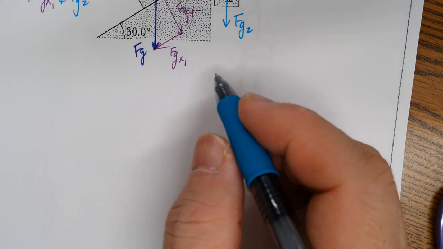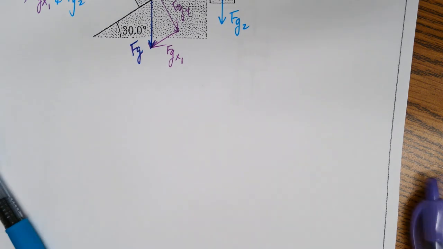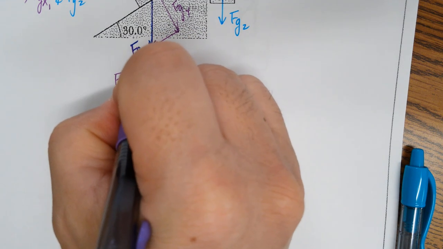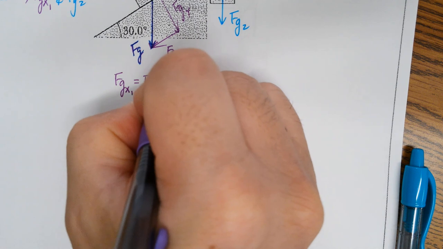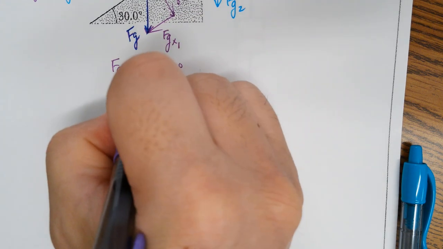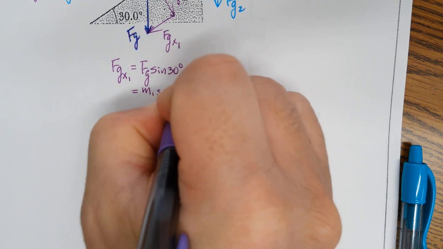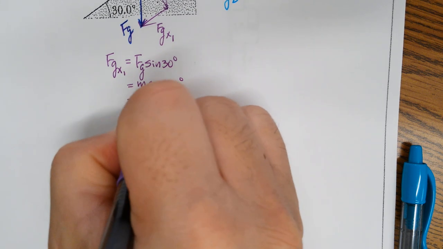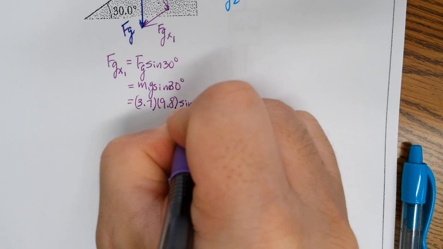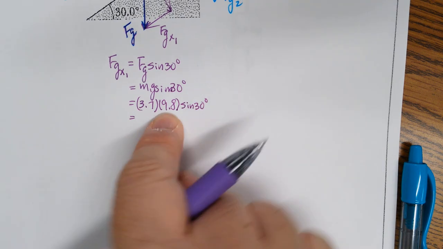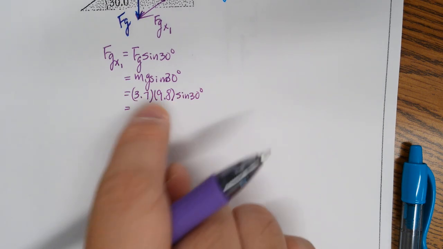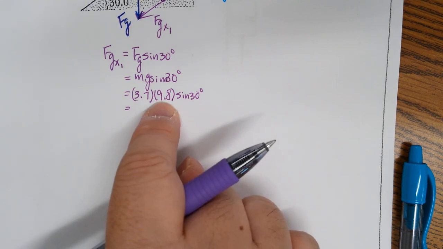Okay? So here, FGX1, how do we calculate that? Well, my FGX of mass 1 is FG times sine of 30 degrees, and that is M1 G sine 30. So here, mass 3.7 times 9.8 times sine of 30 degrees. I did not put any negative 9.8 in here. Make sure you understand that. I did not give any direction yet. I'm just looking for straight out magnitude. Got that?